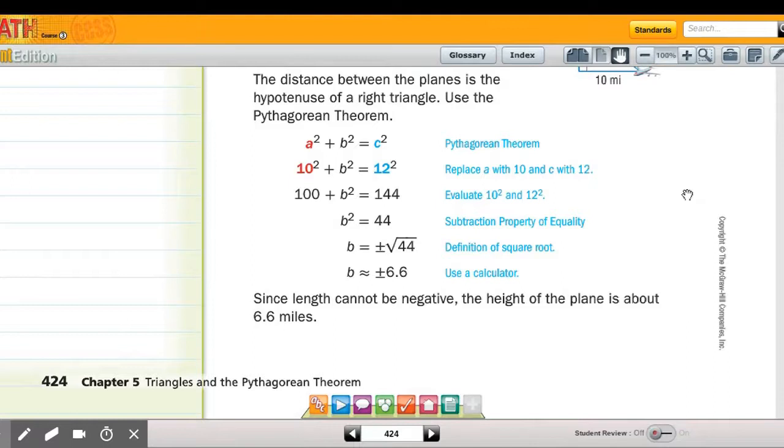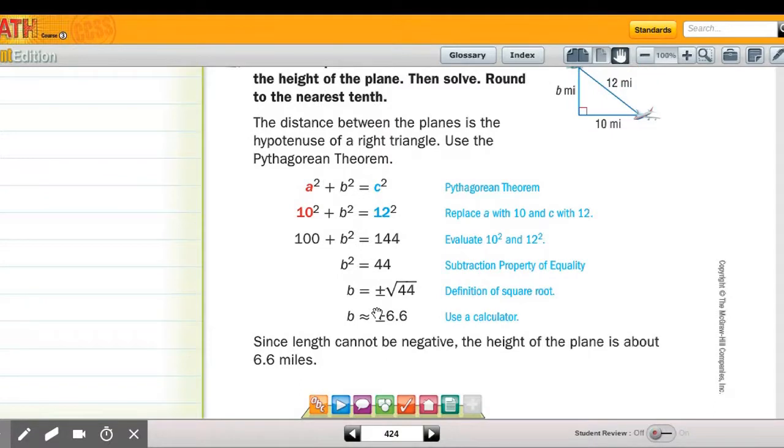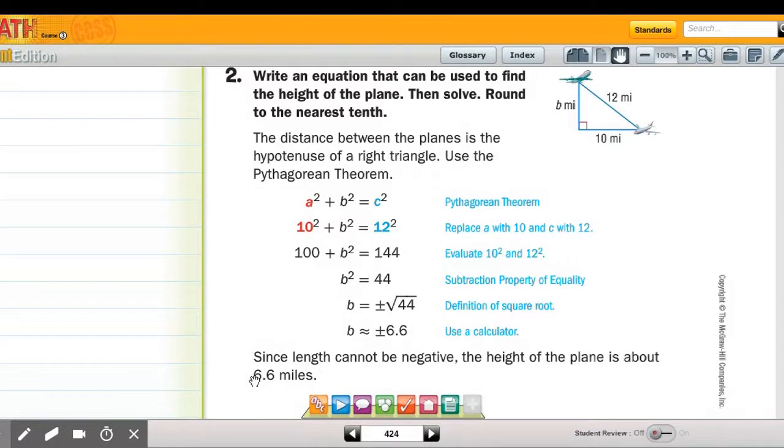Let's see what they have down here. Sure enough. Now you notice they do say plus or minus 6.6, because when you take a square root, it could be 6.6, or negative 6.6 times negative 6.6. So that's something to think about too, even though right here it just says length can't be negative. So there you go.